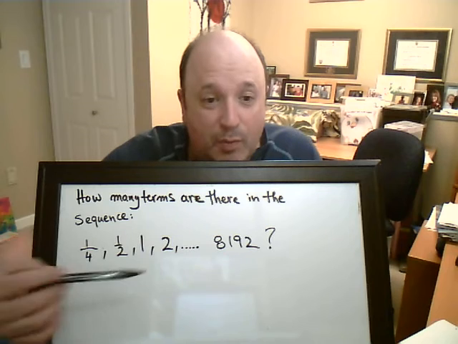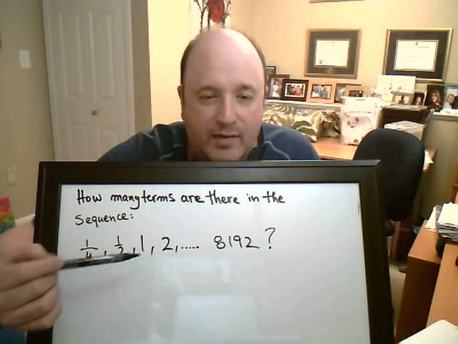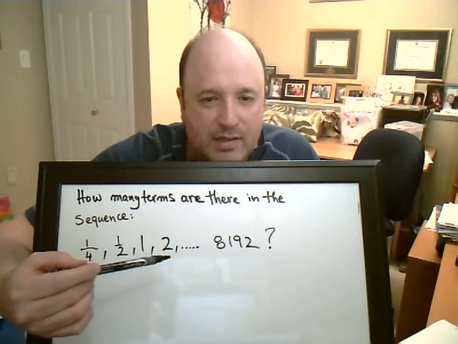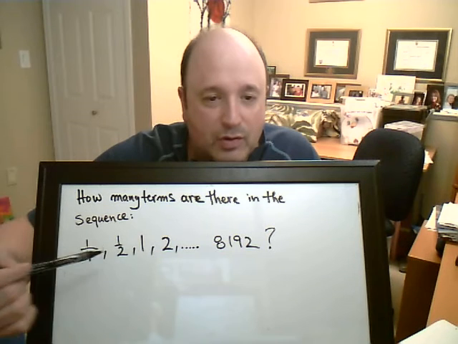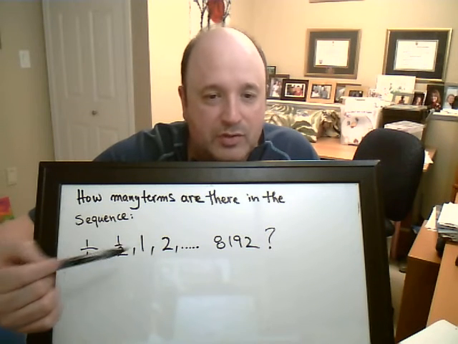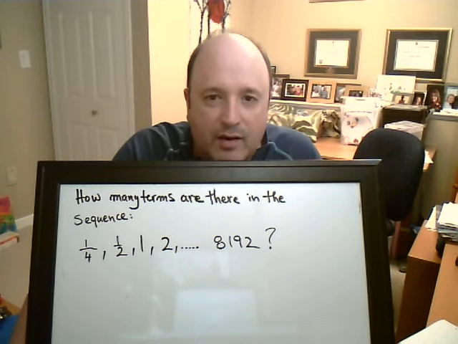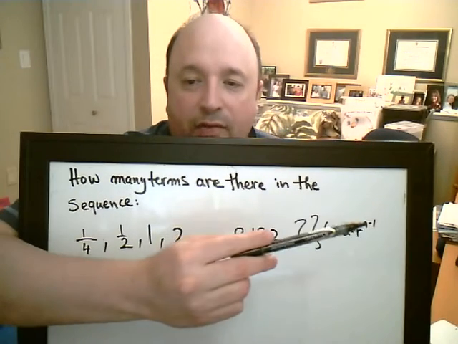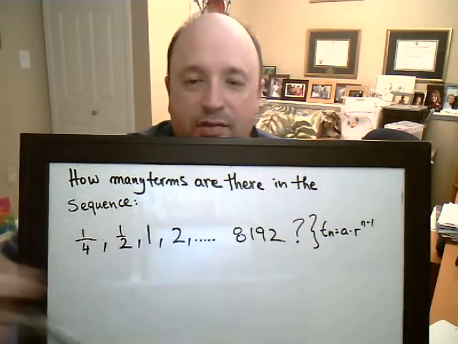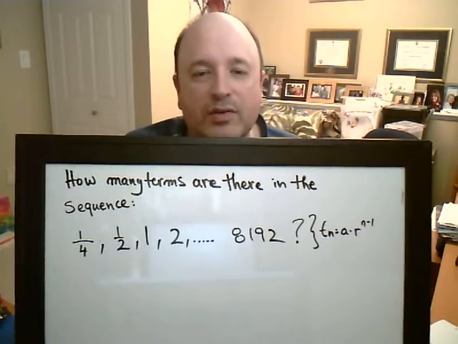So this is a geometric sequence, right? We're going up by a multiple of 2, so 1/4 times 2 is a half. If you're not sure, you can take two numbers and divide the one after by the one before, and you'll get the ratio. So 1/4 times 2 is a half, times 2 is 1, times 2 is 2. So my ratio is 2. Let's see how we execute this type of question. There's our formula. We're solving for n. We want to figure out the number of terms, so it's in the exponent position. As you recall, when you're solving for exponents, you need to use logs.